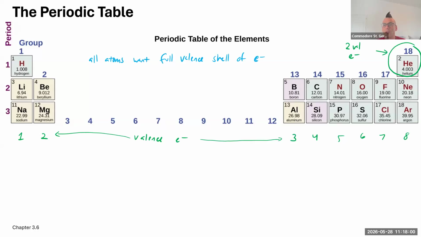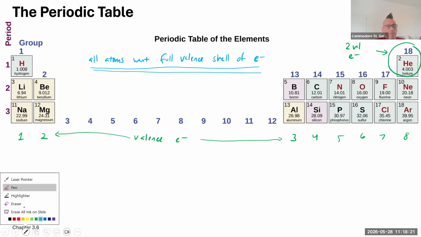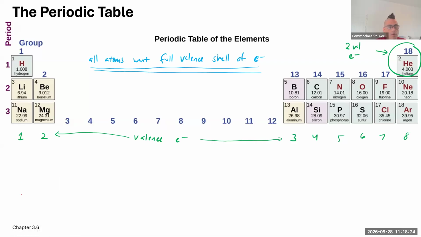Already have full valence electron shells. So we don't have to worry about that one, right? But we're going to use this to predict the charges of these atoms. Now I'm going to draw these kind of below. Let's use row 2 just as an example, all right?